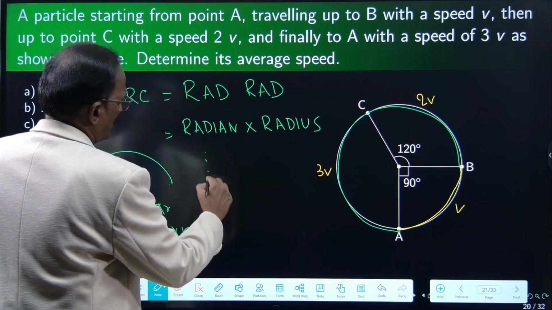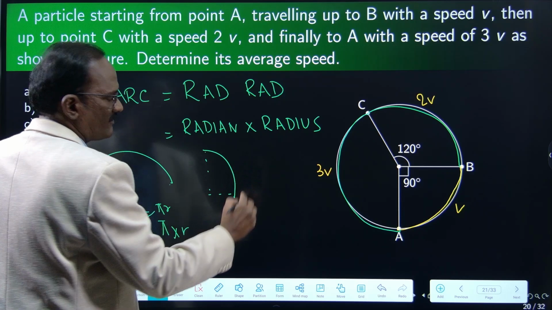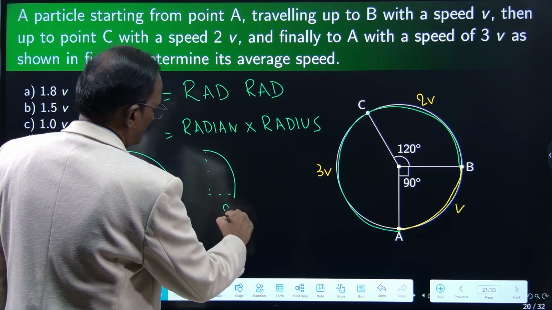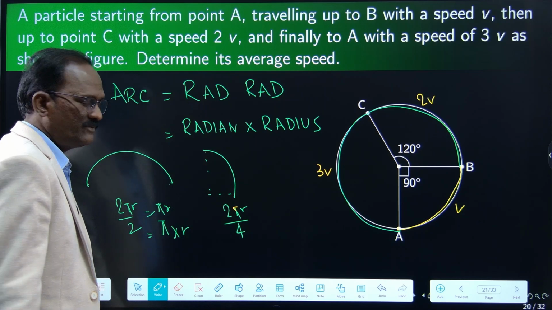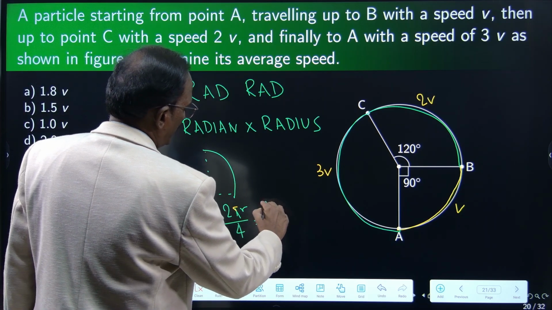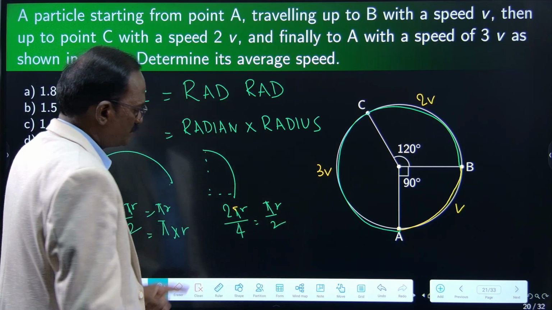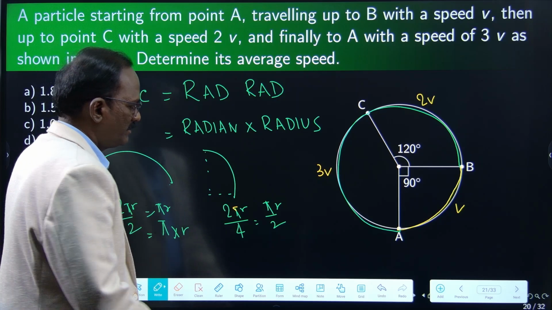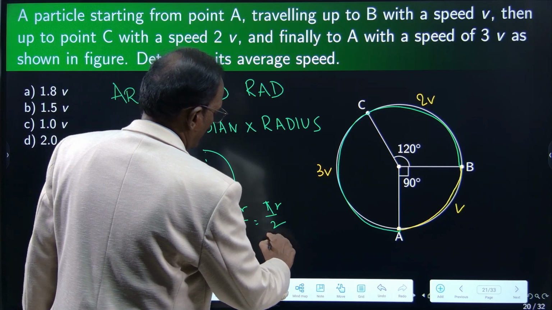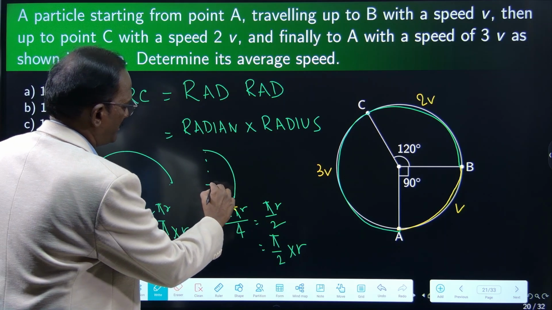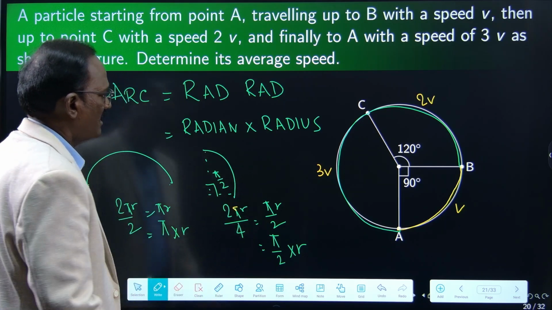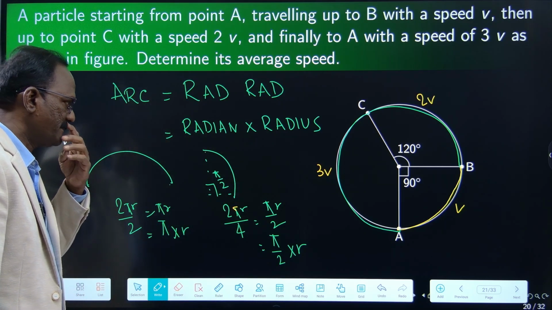Then this is quarter circle. Full circle is 2 pi r, quarter circle is 2 pi r by 4. This is pi r by 2. I will write pi by 2 into r. Radian is pi by 2, 90 degree. So radian times radius, right?